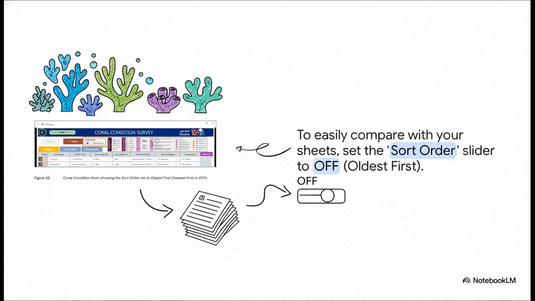Once the import finishes, just head back to your normal data entry screen. Now here's a pro tip that's going to make your life a lot easier when you're checking the data. See this Sort Order slider? Go ahead and switch it to Off. By doing that, the data on your screen will be in the exact same order as your paper sheets, which makes comparing them side by side so much easier.